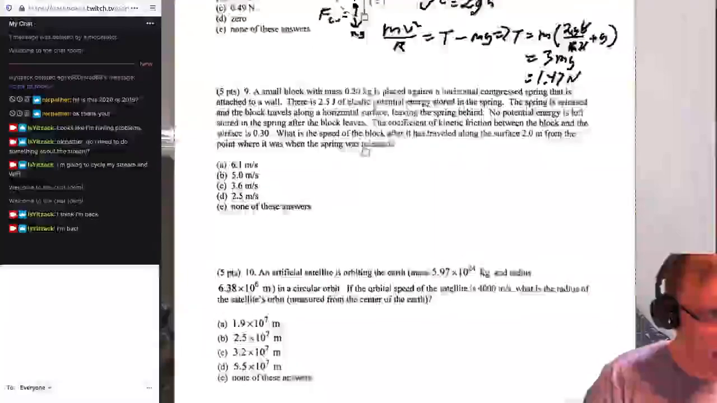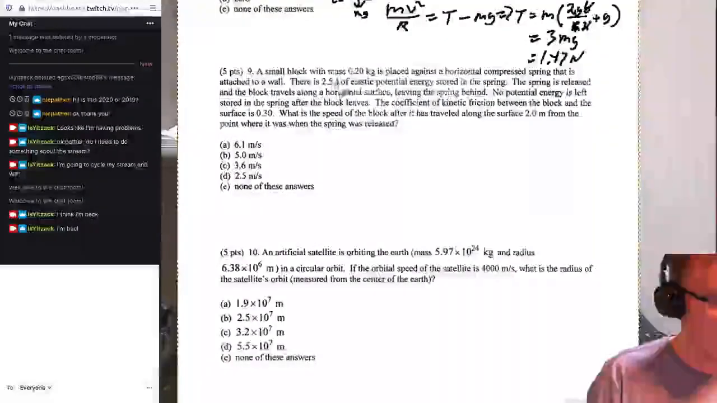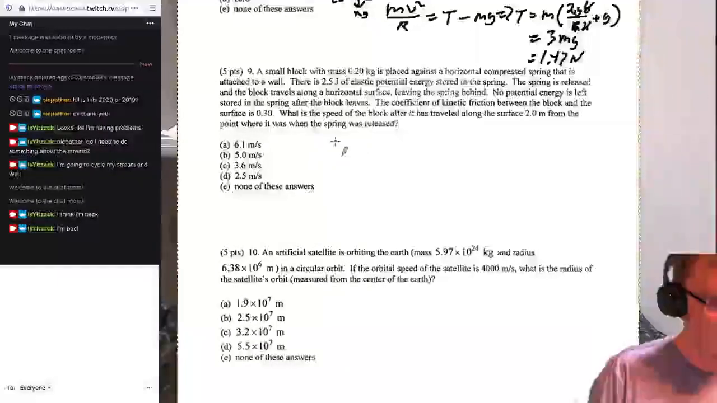A small block with a mass of 0.2 kilos is placed against a horizontal spring attached to a wall. 2.5 joules of elastic potential energy is stored in the spring. The block is released from the spring and then travels in the horizontal direction, leaving the spring behind. The coefficient of friction is 0.3. What is the speed of the block after it has traveled 2 meters from the point where the spring was released? Okay.